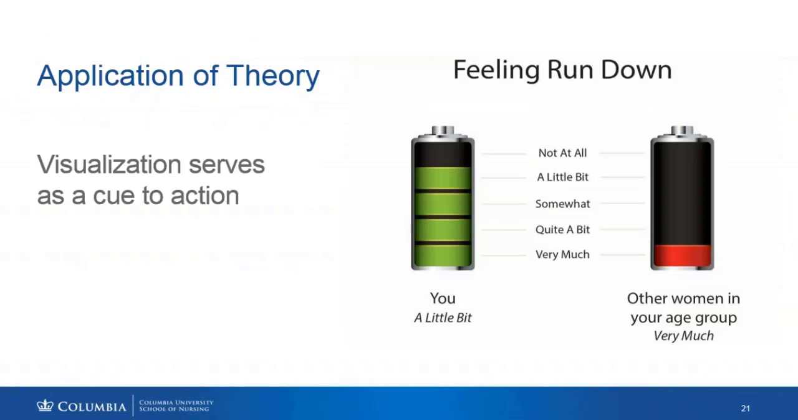So the application, right here, visualization is a cue to action. This was one of the visualizations we did for our very first project, returning research data to participants. And people understood this right away because anybody who has a cell phone understands the consequences of the image on the right, of this red depleted battery, right? And so you see that, and in this case, the viewer is doing pretty good, right? They're a little bit feeling run down. But if you had the data on the right, then that would probably make you go, oh, maybe I should do something about this.